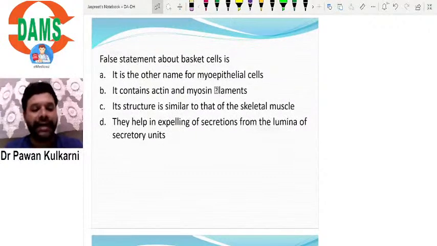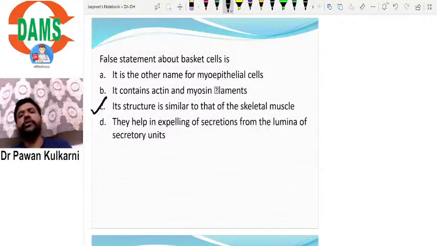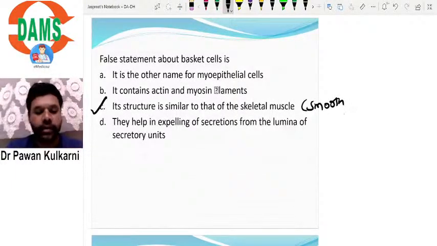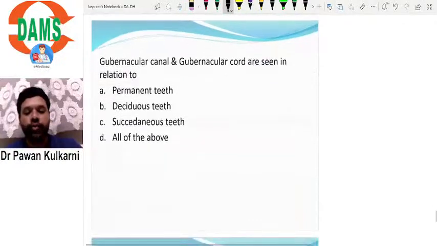False statement about basket cell. Basket cell is the other name for myoepithelial cell. That's true. It contains actin and myosin filaments. That's true. Its structure is similar to skeletal muscles? No, it is not skeletal muscle. It is similar to smooth muscles. They help in expelling the secretions from the lumina of the secretory units. Yes, their main function is contraction. By contraction, they expel the saliva into the ducts. So their structure is not similar to skeletal muscles; it is similar to smooth muscles.